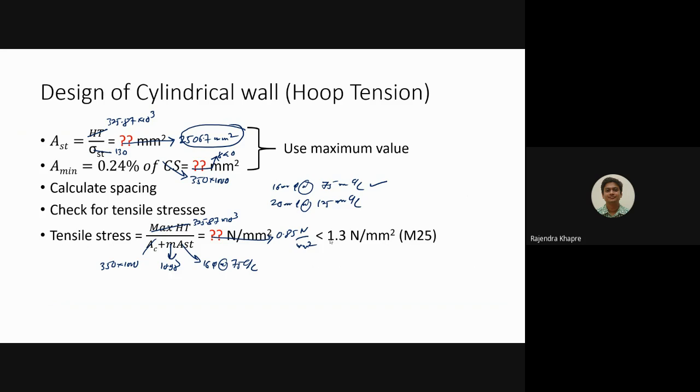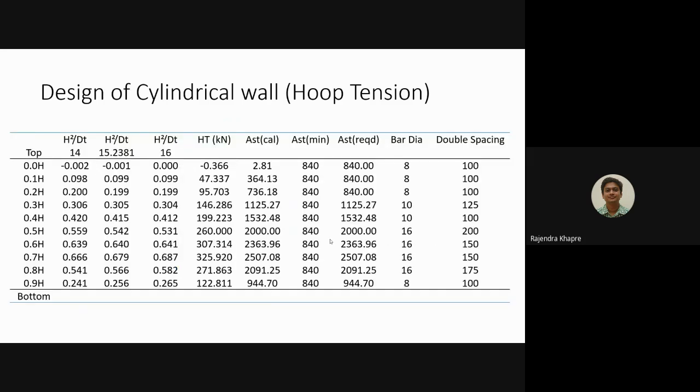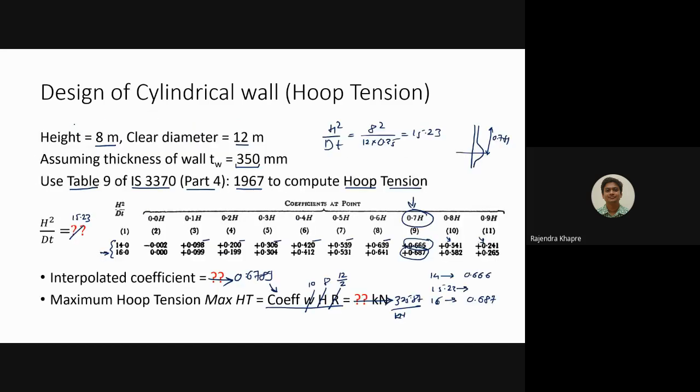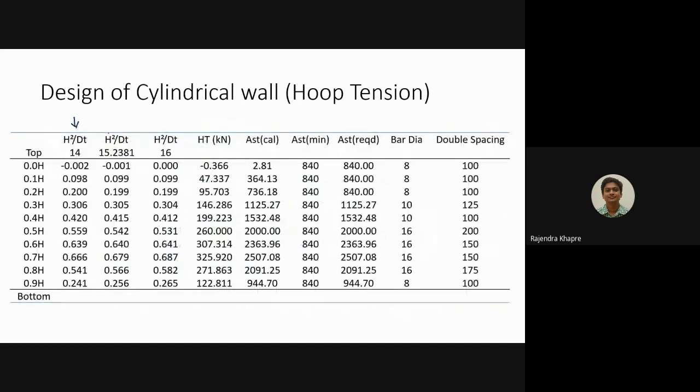Okay, so now here the actual calculation starts. So I want everybody to pay attention on the screen. What I have done over here is, I have written a table which was given in the IS code. Okay, so this was a portion of the IS code, so same values I have given over here. So h square by dt value for 14. Okay, and here I have gone for h square by dt value for 16. Okay, now this was the actual h square by dt value which we have received, that is 8 square divided by diameter is 12 and thickness is 0.35.